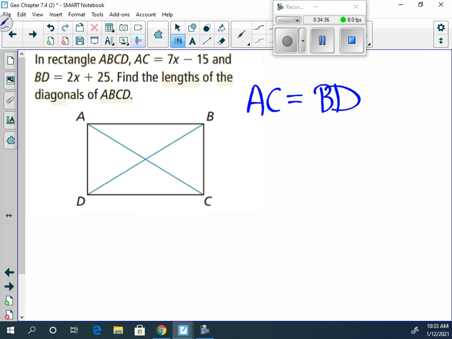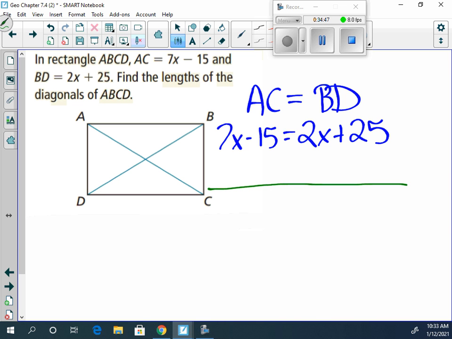Or more specifically, we can say what? That 7x minus 15, bless you, is equal to 2x plus 25. So what can we do first? Add. I've heard add and subtract. Yeah, it's minus 2x. I mean, we could add 15 first. Yes. That's fine. There's nothing wrong with that.